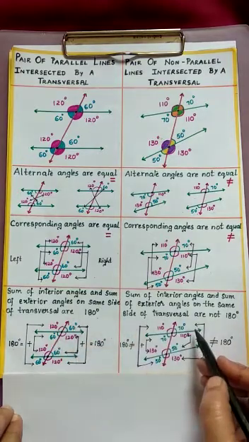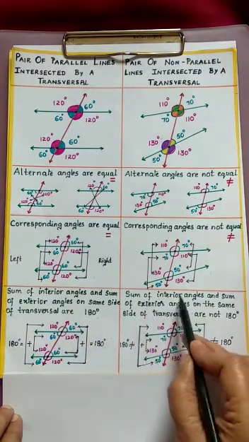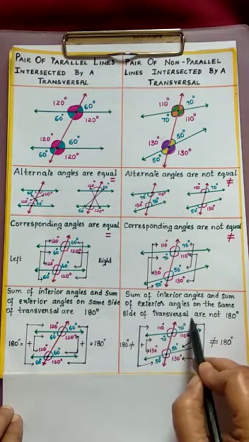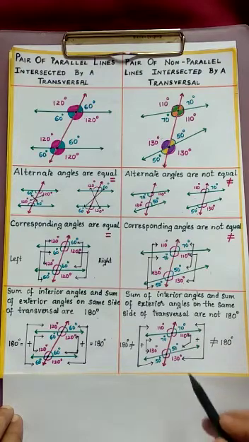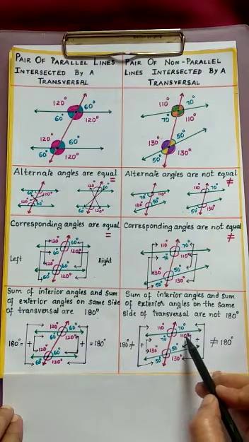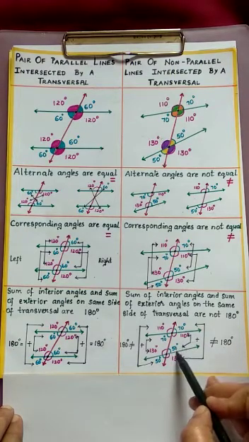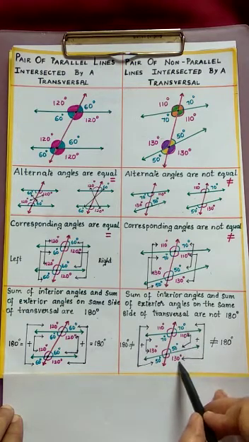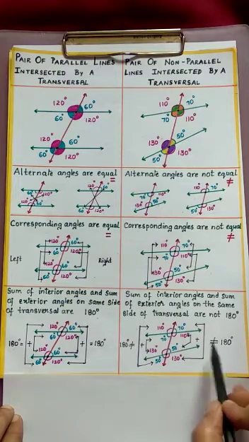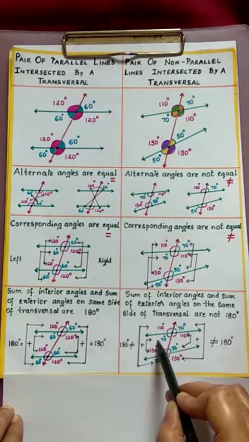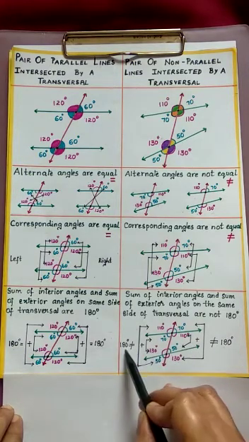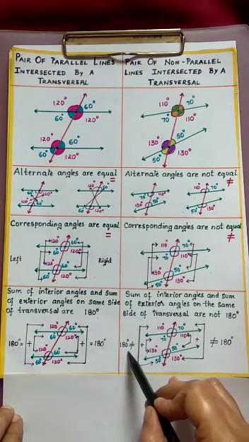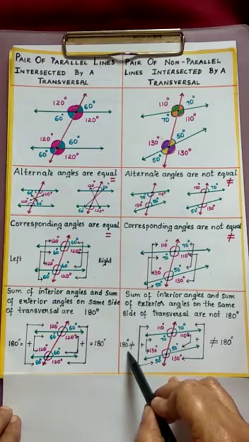Now let us see the non-parallel lines. The sum of interior angles and the sum of exterior angles on the same side of the transversal are not 180 degrees. Now observe here. Is 110 degrees plus 50 degrees 180? No. 70 degrees plus 130 degrees is not equal to 180. In the same way here, 70 degrees plus 130 degrees is not 180 degrees. 110 degrees plus 50 degrees is also not 180 degrees.